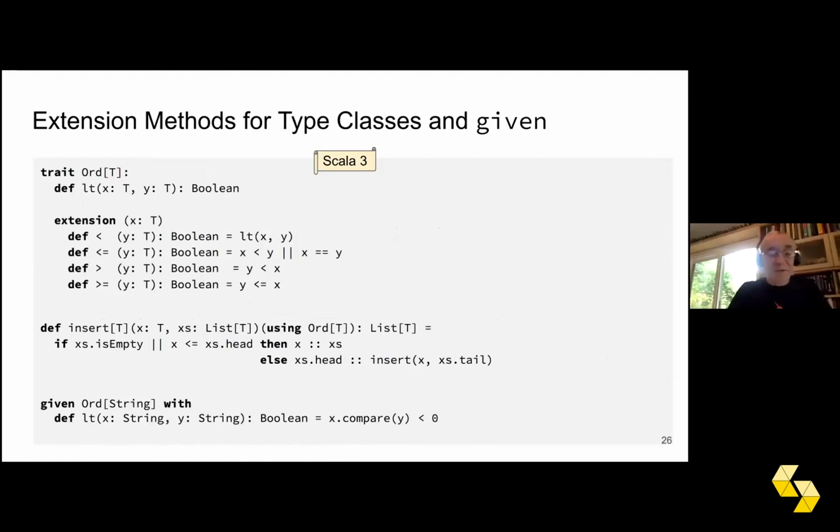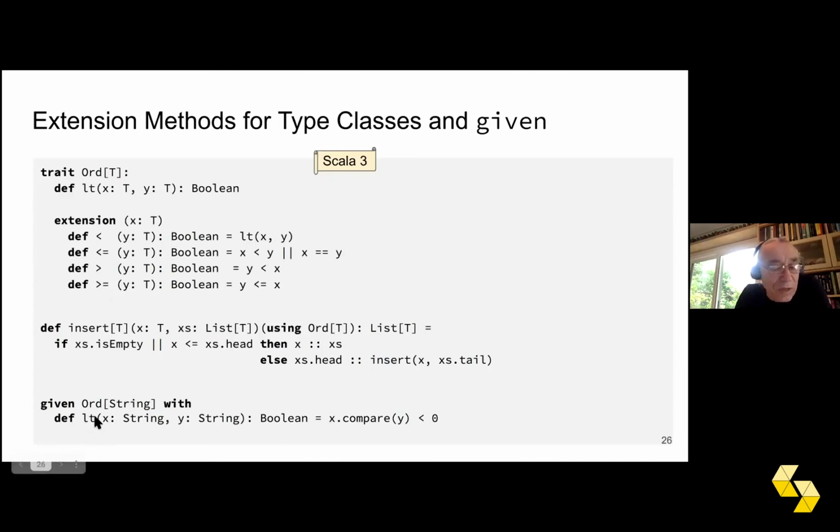Now with that trick, we can also remember what we did with sort by insertion sort. So we can redefine insertion sort like this. We have given an Ord. In that trait Ord, we define extension methods for less or equal, bigger or equal through this LT method.